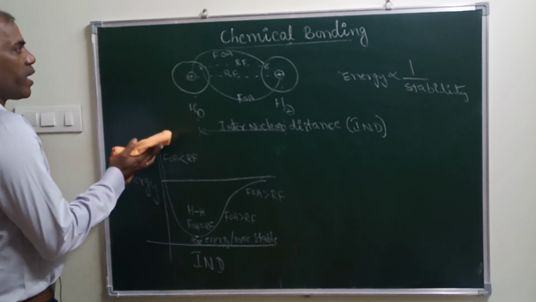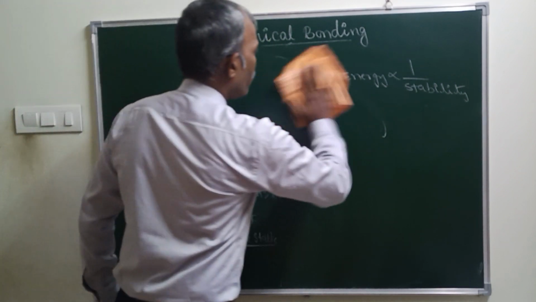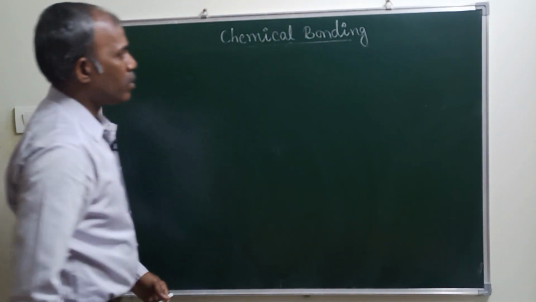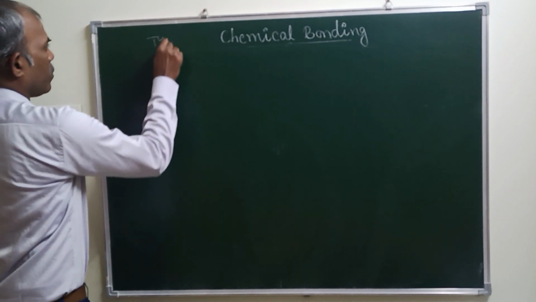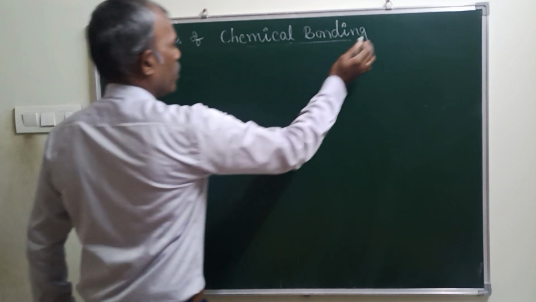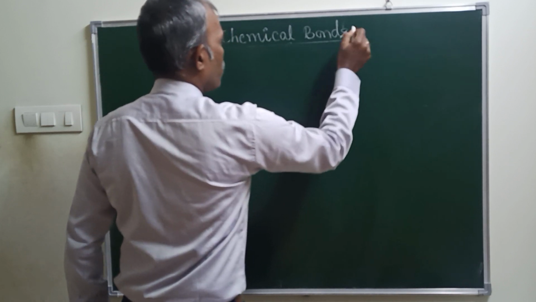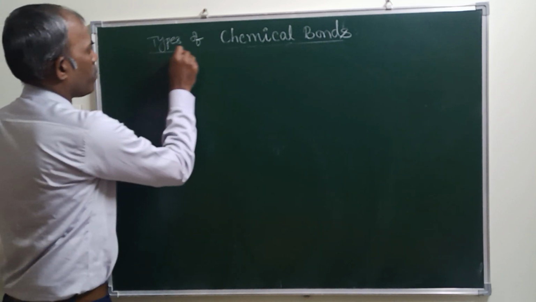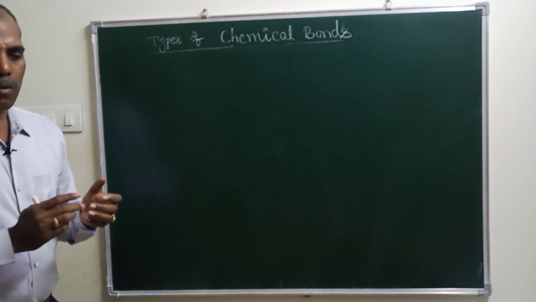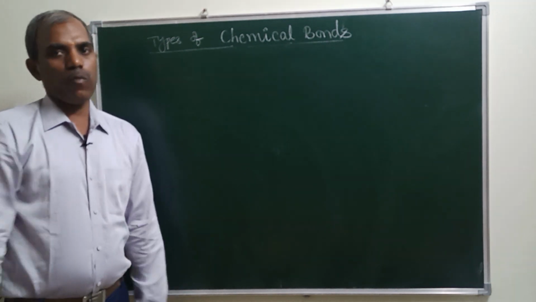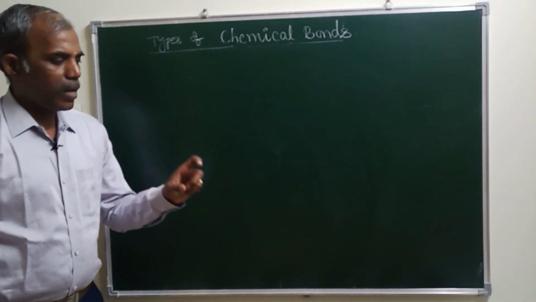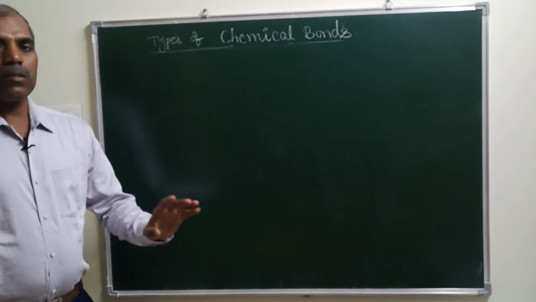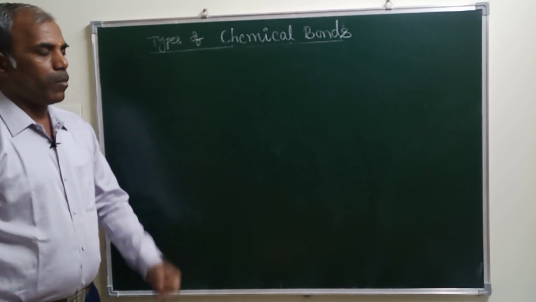Now the topic is types of chemical bonds. And remember, students, whenever a bond is formed, always valence shell electrons are involved. I repeat, only valence shell electrons are involved in chemical bonding. No inner electrons are involved in the formation of chemical bonds.